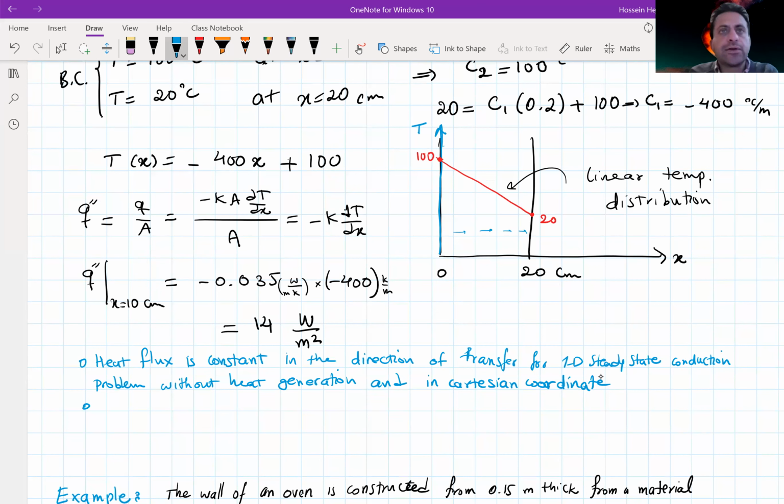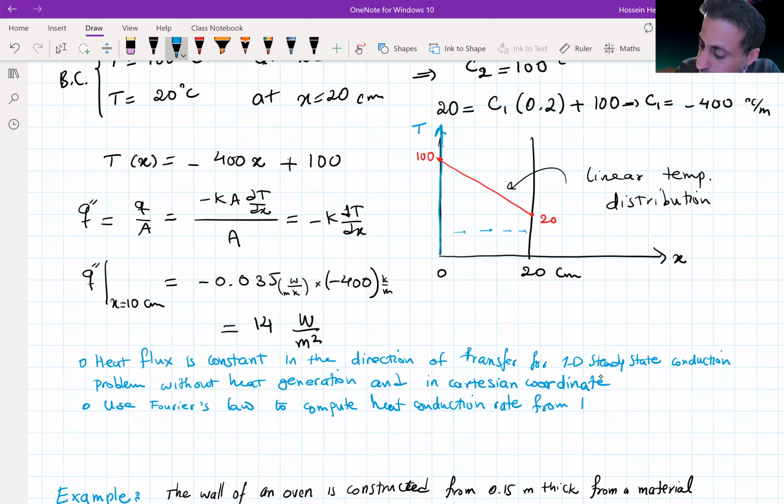This is one of the things that I would like you to pay attention to. And the second one is we can always use this Fourier's law that we have to compute the heat conduction rate from the temperature distribution.